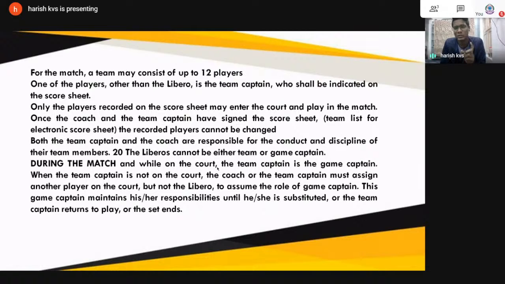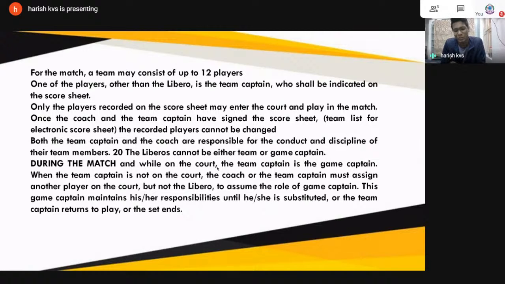So as you can see, the team consists of a total of 12 players. Only six players would be active on the court, so they would be playing the game. The other six players would be resting on the bench, and they are called substitutes. One of the players other than the libero is the team captain, who shall be indicated on the score sheet.